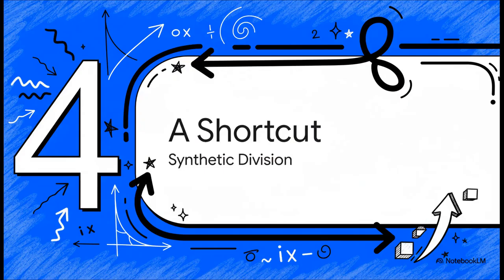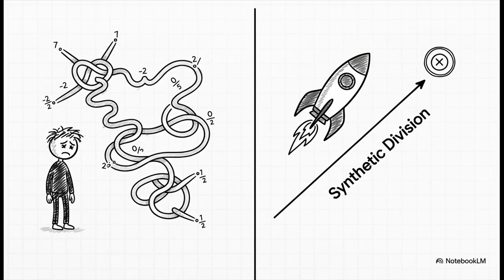Okay, but plugging in all those numbers sounds tedious. There has to be a faster way, a shortcut, right? Oh, you bet there is. And it's called synthetic division. Exactly. Testing all those factors one by one works, but come on, we need something more efficient. And that shortcut we just mentioned, synthetic division, is an absolute game changer for solving these puzzles quickly.